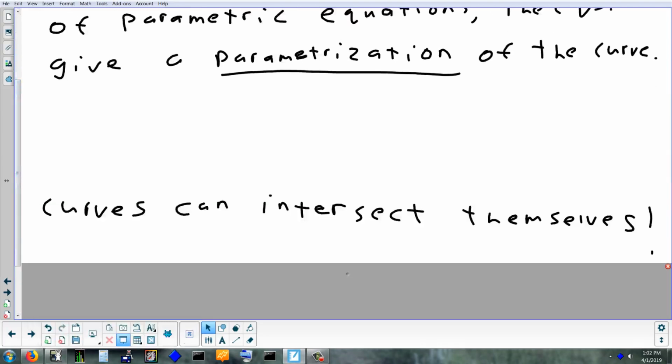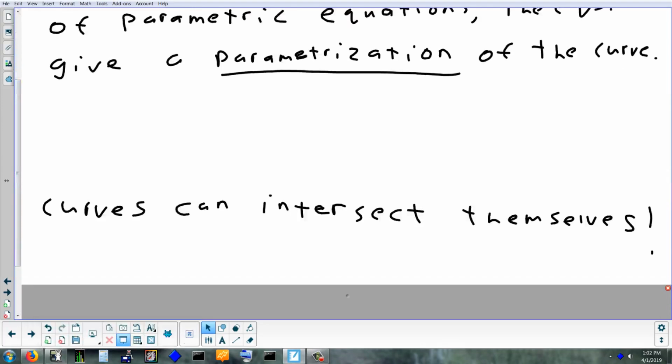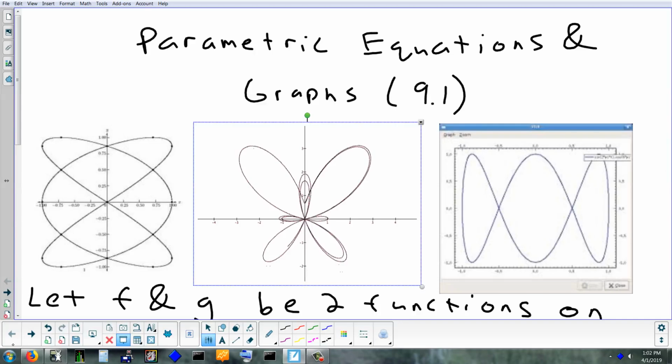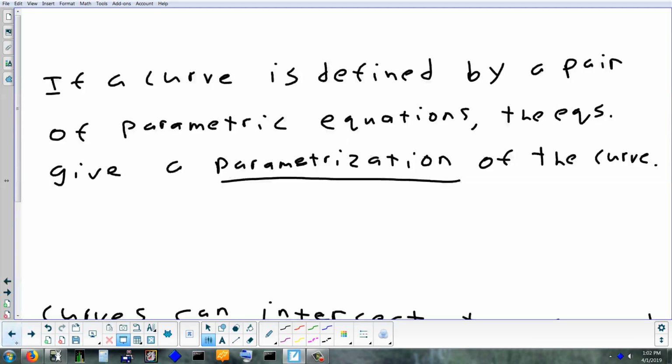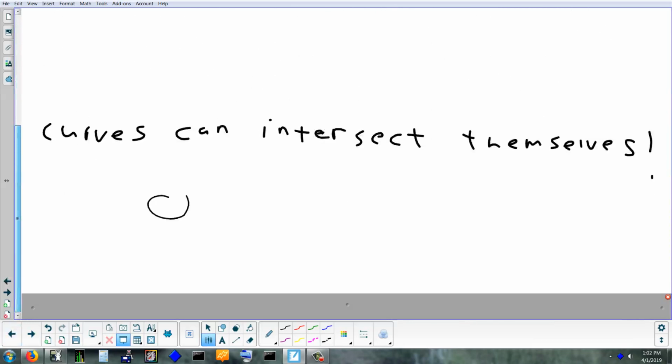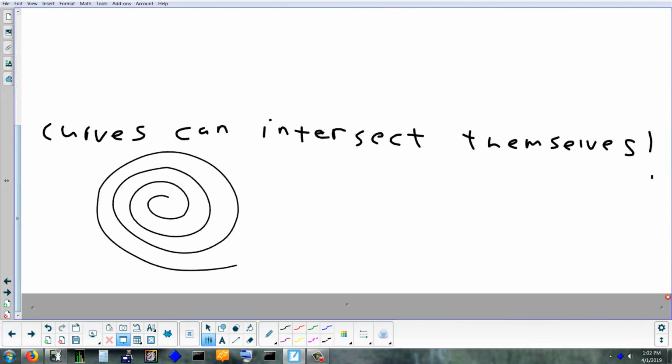Okay, parametric curves can intersect themselves. Also, sometimes parametric curves end where they start. All the ones that I showed you on the first page, I think they end where they start, because there's no discernible end point or start point. Now, if I did a spiral like this, there's definitely a starting point and an ending point. You might not know which one is which without more information, but you can definitely see something starts or ends there, and something starts or ends there.